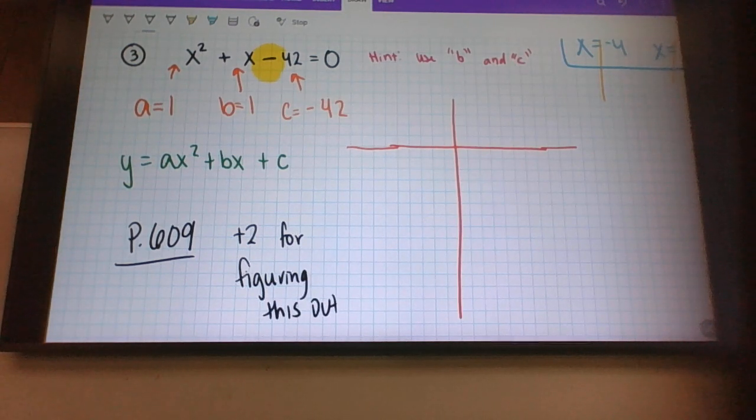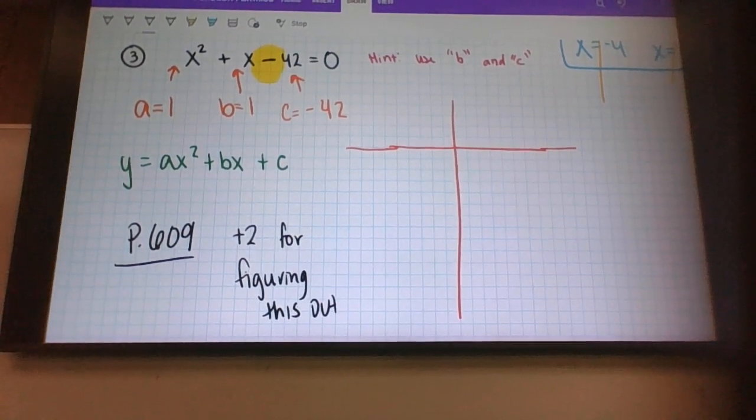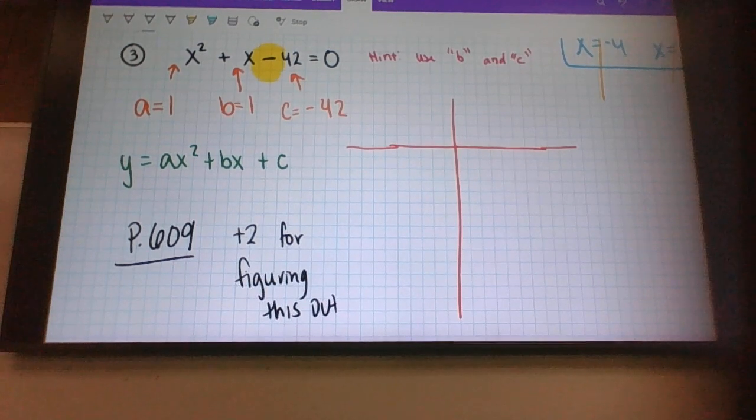All right, I'm gonna walk around. I'm gonna give you two bullet points right now for figuring this out. Page 609. Wait, for Volume 2.